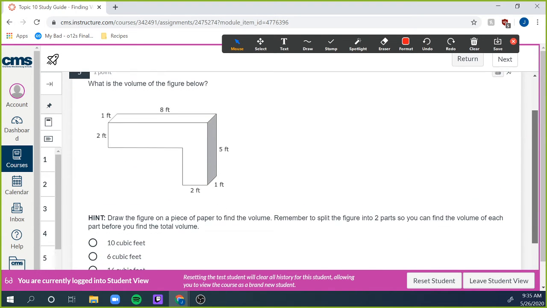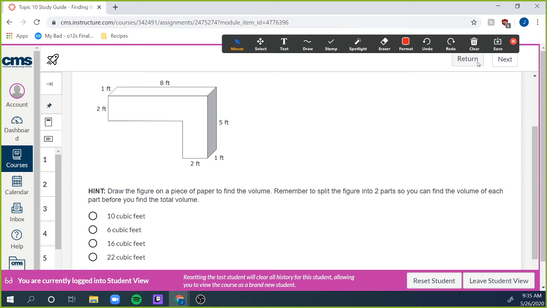What is the volume of the figure below? The hint here says to draw it out on a piece of paper and then split it. I have this on the screen, so I'm going to split it from the screen. I'm going to choose to go ahead and split this shape maybe right here.